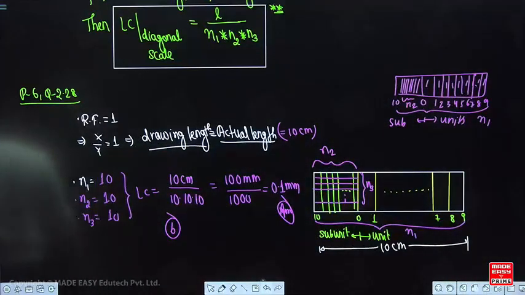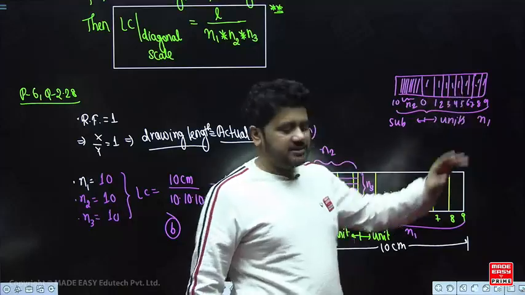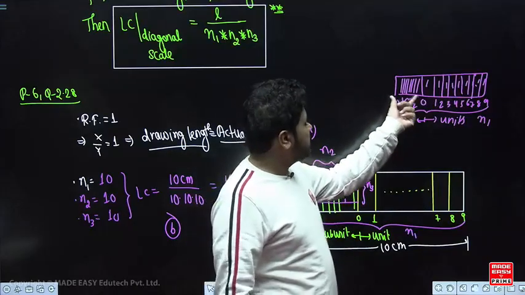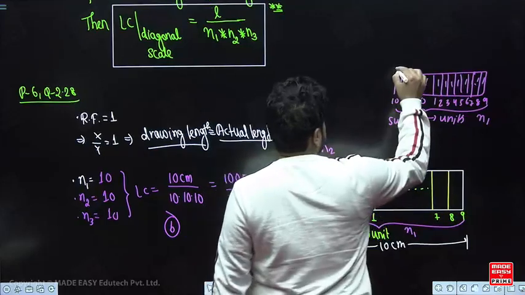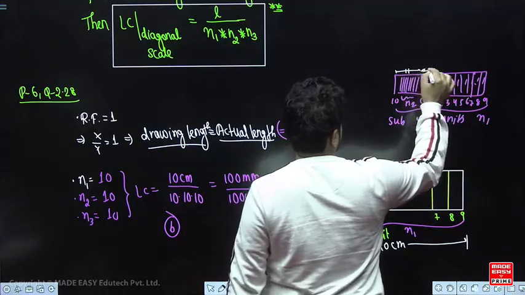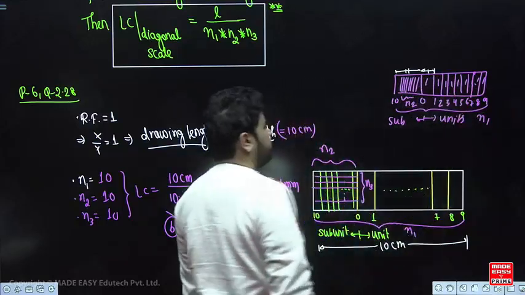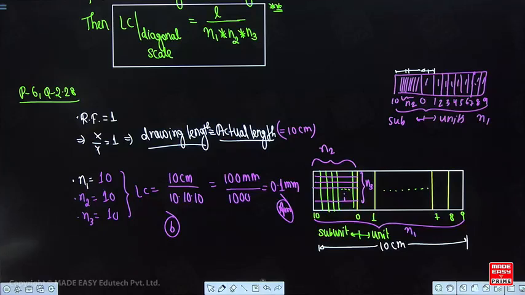Clear? Isn't it? Total, that is what I have told, no? What is N1? N1 is your main scale division. That means the scale has been divided in how many equal parts? These parts are all equal. This part and this part, length is exactly the same. So how many total divisions will be there? So there will be 10 equal divisions, isn't it? Clear?